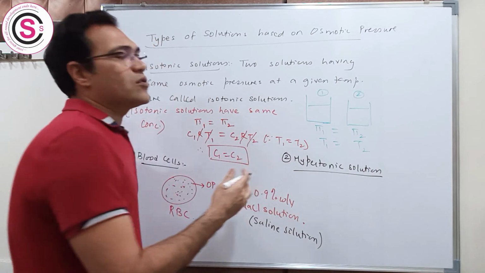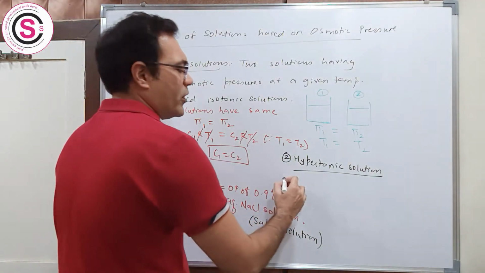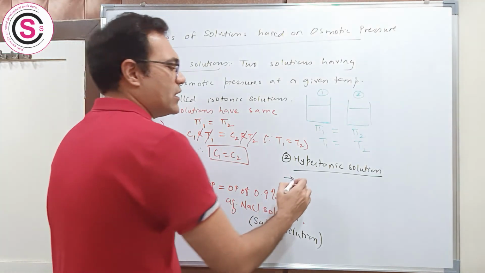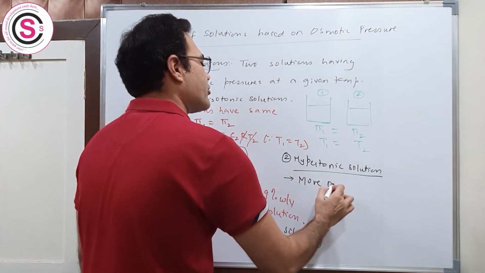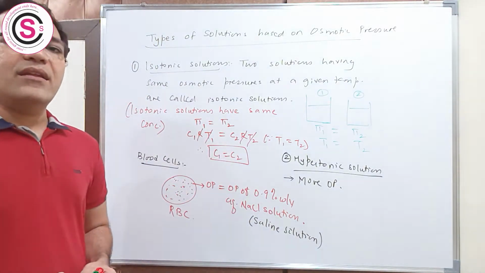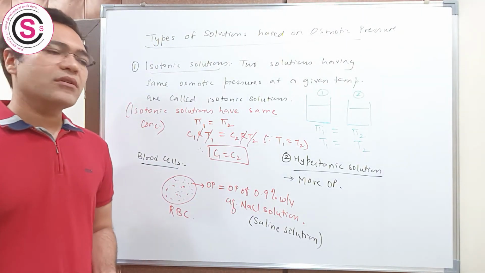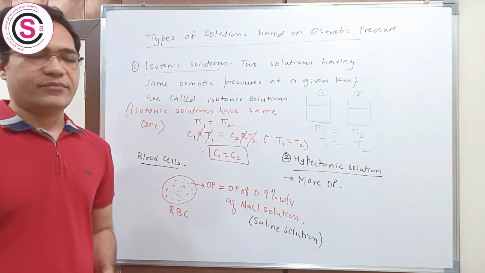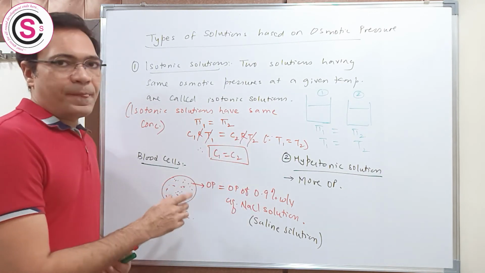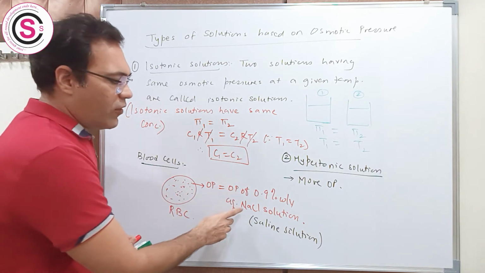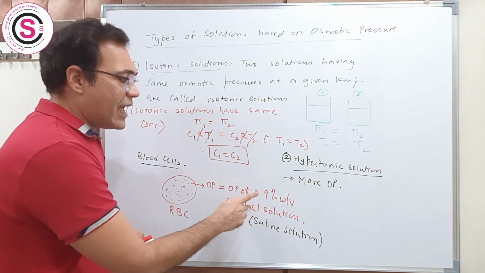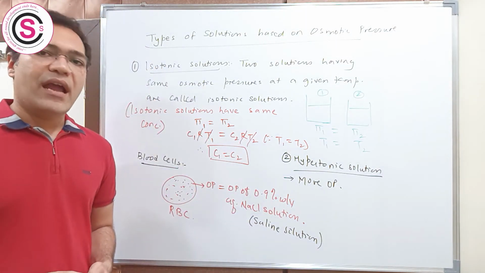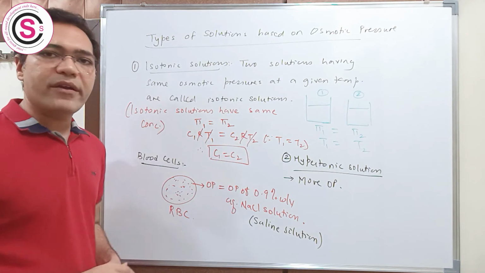Hypertonic solution. So what is a hypertonic solution? Whenever you compare the osmotic pressures of two solutions, the solution having higher osmotic pressure is known as the hypertonic solution. Correct? For example, an aqueous NaCl solution which has a concentration more than 0.9% weight by volume will be hypertonic with respect to your blood.